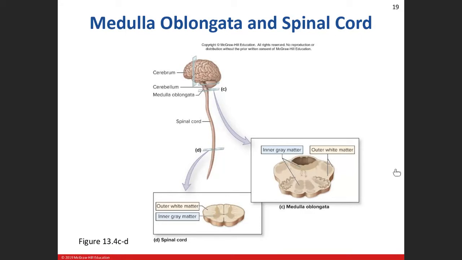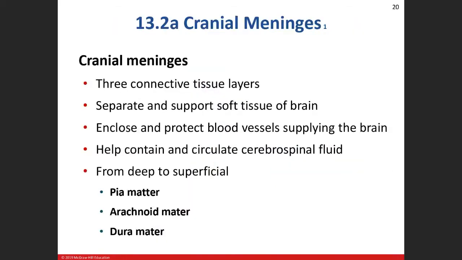All right, so I want to talk to you about the coverings to the brain, the cranial meninges. These coverings are made up of connective tissue, and they cover the brain and the spinal cord. So essentially they cover your central nervous system. What they do is a couple of things. They help to protect, support, and separate some parts of the brain from itself, and parts of the brain from the cranial cavity.